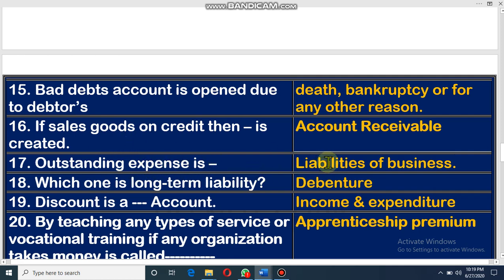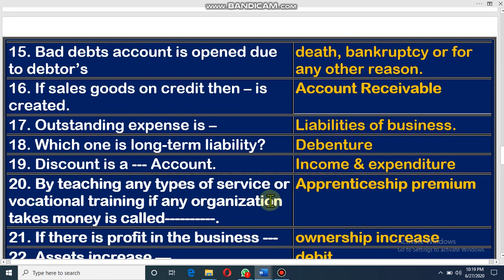Outstanding expenses are our liabilities. Which one is a long term liability? Dear student, debenture is our long term liability. Discount is an income and expense account. Discount received is our income. Discount allowed is our expenditure.